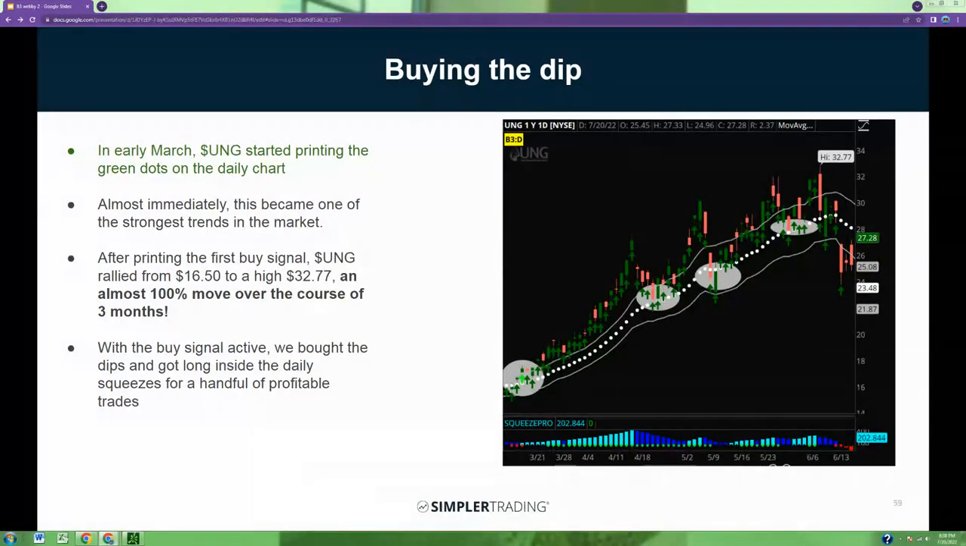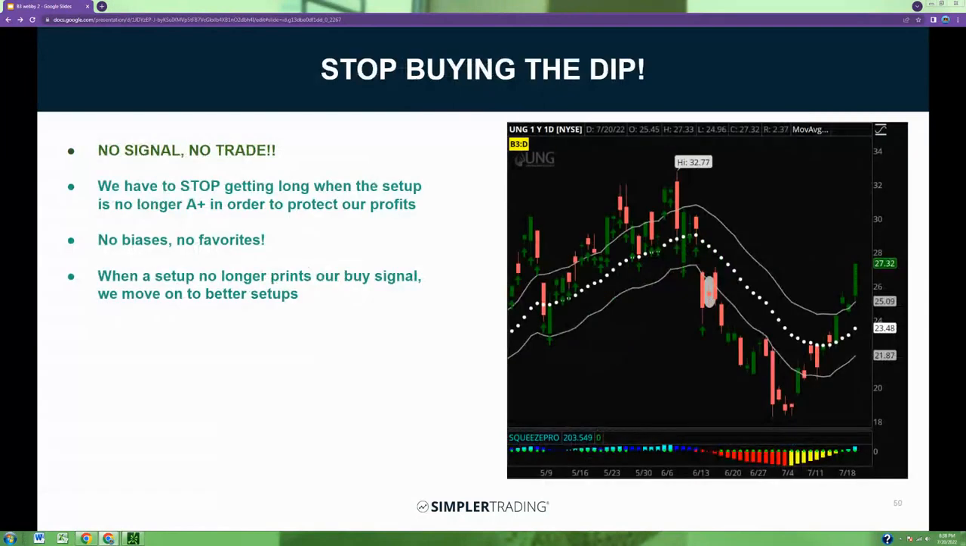When we have those signals, these kinds of trends can feed you over and over and over again until, guys, the signal disappears. That's when we got to disappear. So remember, no signal, no trade. Whenever a setup no longer has our buy signal, we have no choice. We have to move on to a better setup. We're only trying to trade A+.